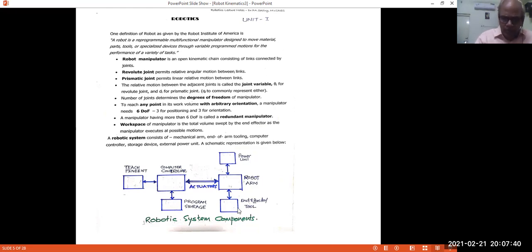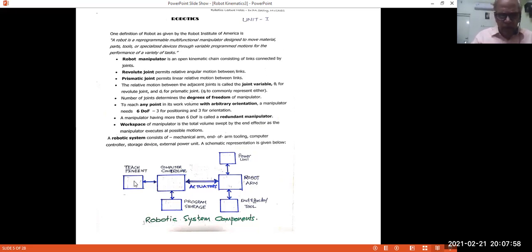It may be for spray painting or arc welding. We have one type of tool held by the gripper, and we also have a power unit, of course, in parallel. And then this teach pendant could be one part of the system.